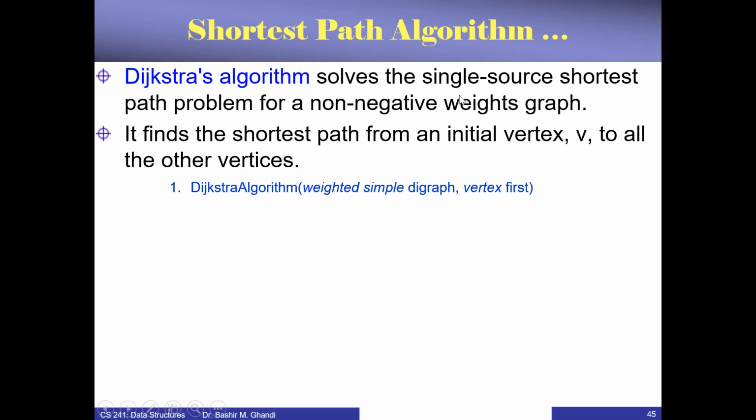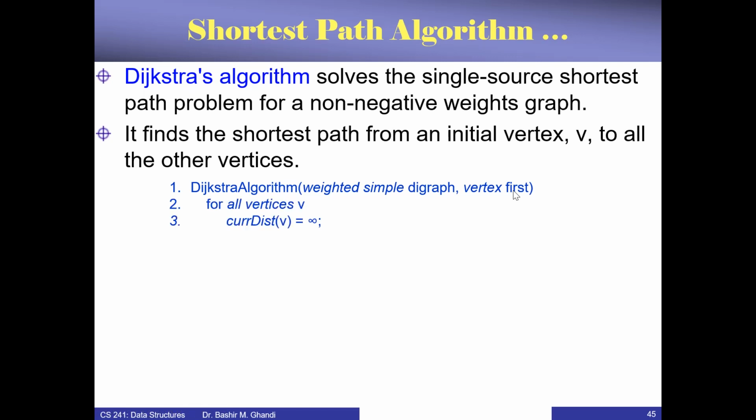The algorithm solves a single source shortest path problem for a non-negative weight graph. So you give a single vertex and you want to know the shortest path from that vertex to all the others. It finds the shortest path from an initial vertex V to all the other vertices. And this is the algorithm. The algorithm receives this input, a weighted simple graph. Actually it can be a directed graph. It's a weighted graph and a starting vertex.